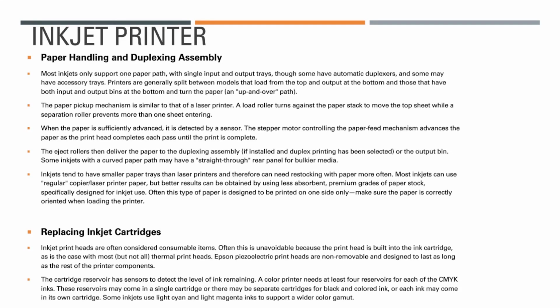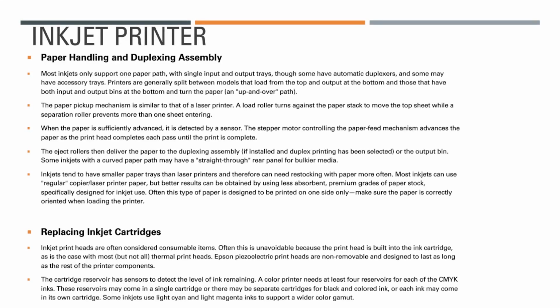Paper handling and duplex assembly. Most inkjet printers only support one paper path with single input and output trays. Though some have automatic duplexers and some may have accessory trays, printers are generally split between models that load from the top and output from the bottom, and those that have both input and output bins at the bottom and turn the paper up and over path. The paper pickup mechanism is similar to that of a laser printer. A load roller turns against the paper stack to move the top sheet, while a separator roller prevents more than one sheet from entering.